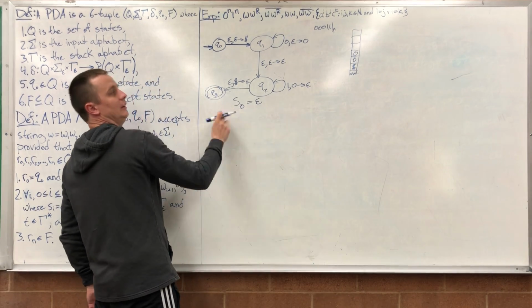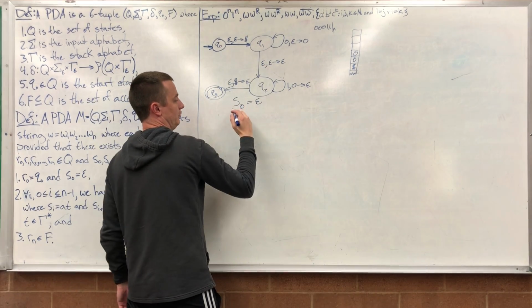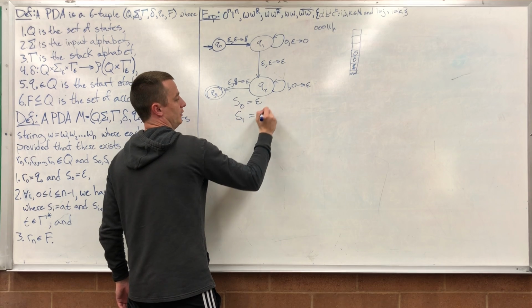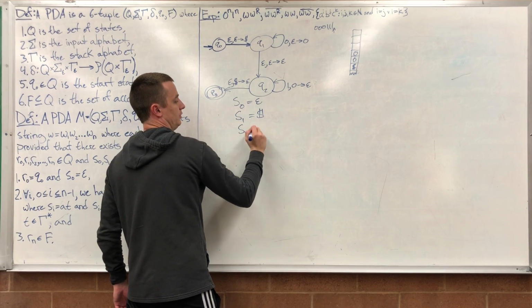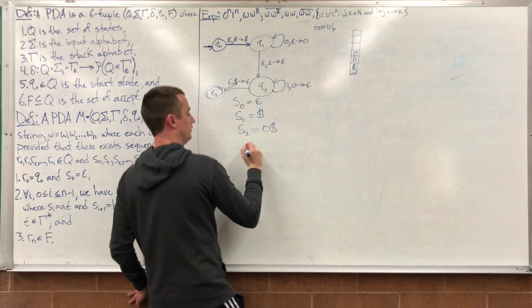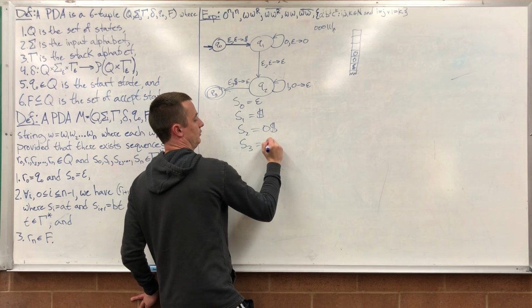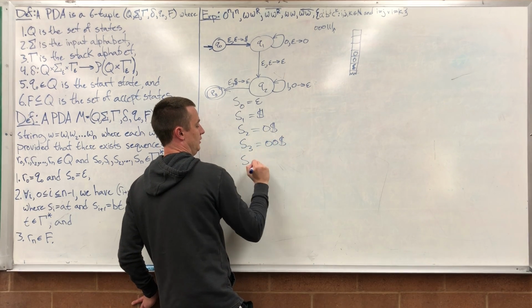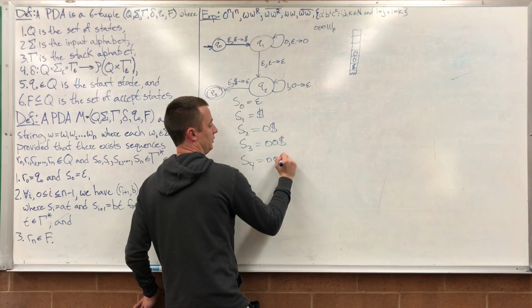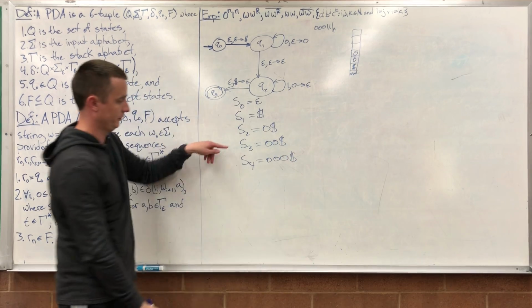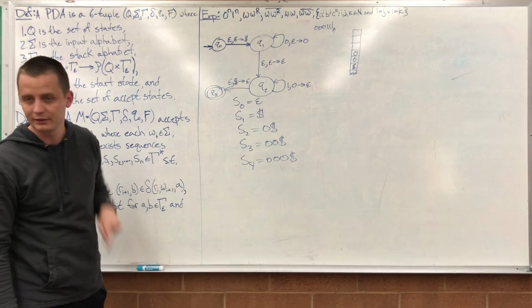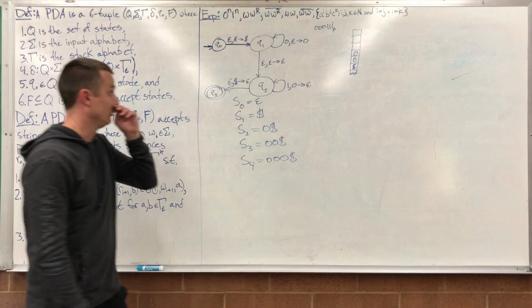Just to be super clear, for our case here, S0 was the empty state. S1, after 1 transition, we were at dollar sign. S2 was 0 dollar sign. S3 was 0, 0 dollar sign. S4 was 0, 0, 0 dollar sign. And then that was S5, that was S6, that was S7, that was S8. And after S8, we were done.